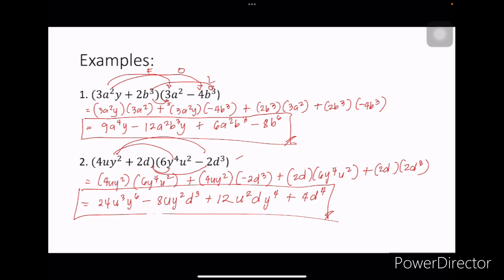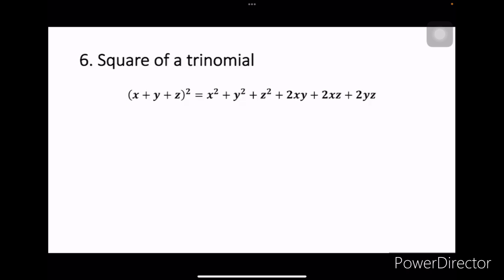Now let's proceed to the next one. Now let's have the square of a trinomial. So you will know that it's a trinomial if you have three values separated by two operations. With that, you have the quantity x plus y plus z, quantity squared.